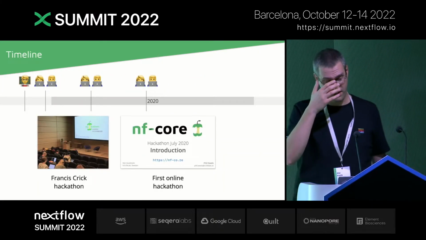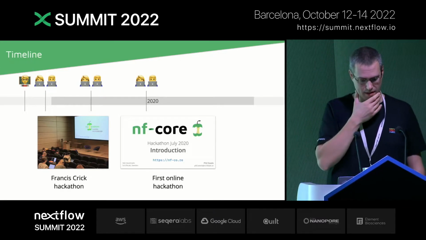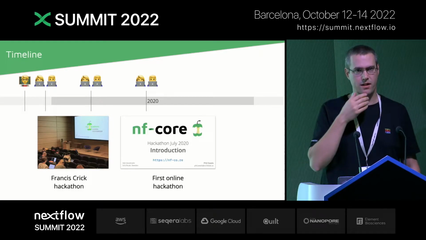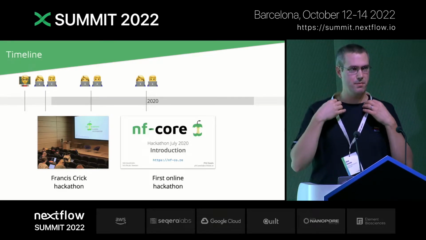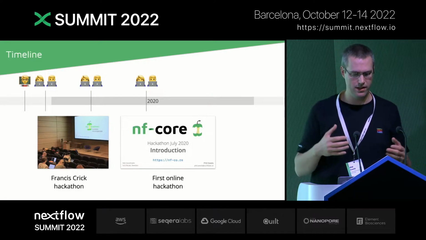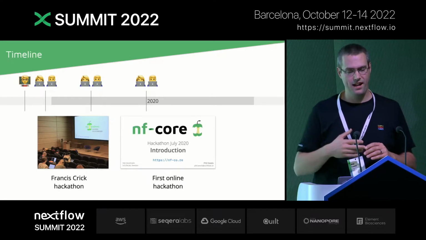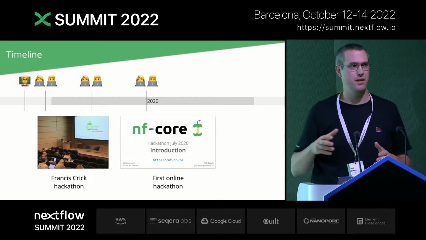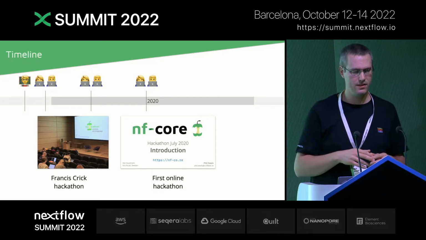In 2020, we had an in-person hackathon at the Francis Crick, organized by Harshal, which was starting to up the level of participation and the standards and how much effort we put into the events, and it was a massive success. And then COVID happened. And that was the last in-person event we had for NF Core until this week.